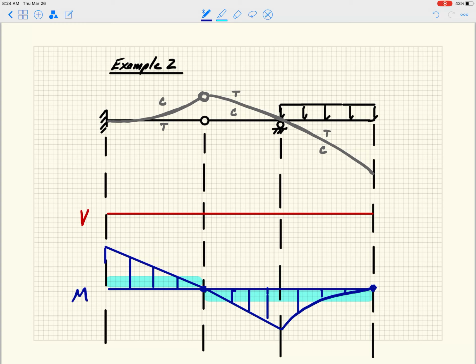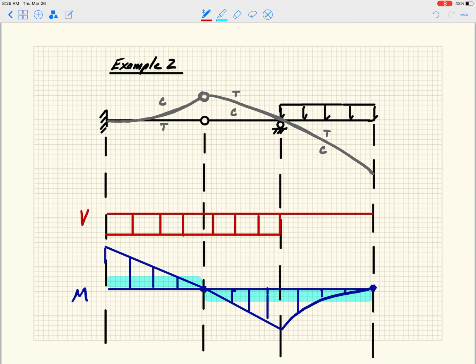So that's basically it. That's got to be the moment diagram. You see it's plotted on the compression side based on the deformed shape, and it follows all of the rules that we had put forth before. So now we can do the shear diagram. Shear diagram is a negative slope. Interestingly enough, we also said that a shear diagram is kind of unaffected by a hinge, and you can see here in this case it is. That moment diagram actually doesn't change slope there.